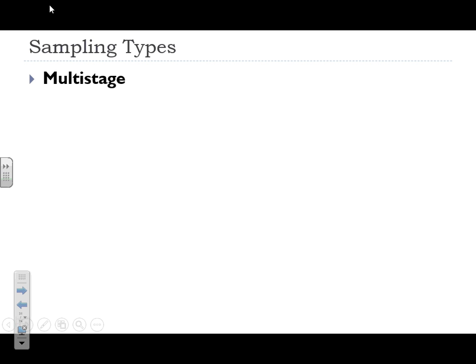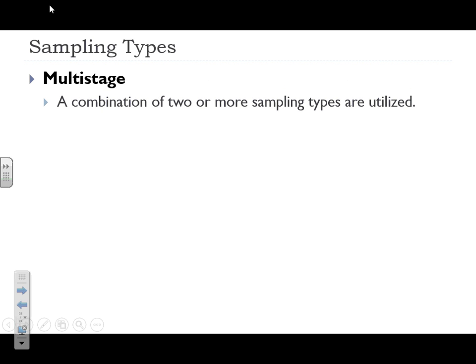Okay? Last good type of sampling is what we call multi-stage. And multi-stage sampling, basically what it boils down to is a combination of two or more of the sampling types we just talked about.